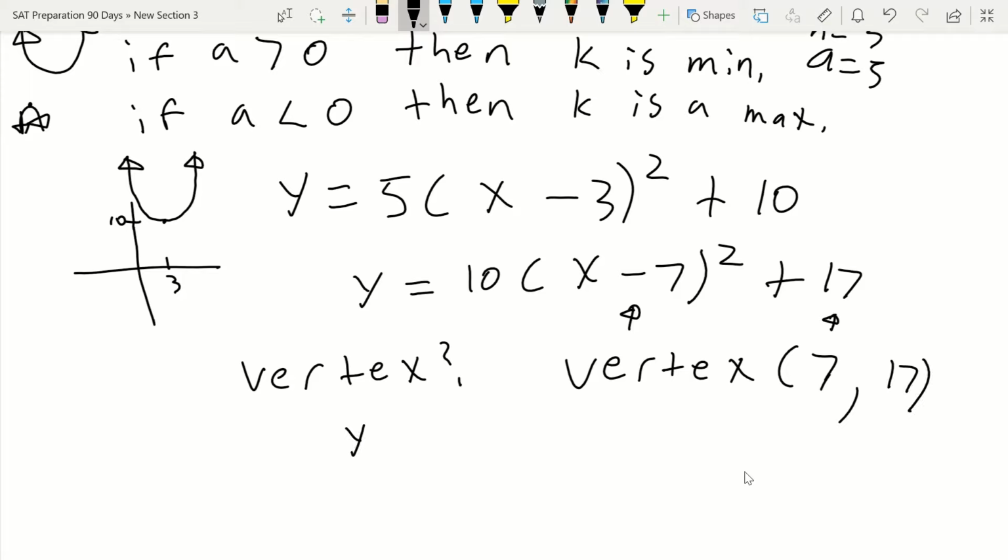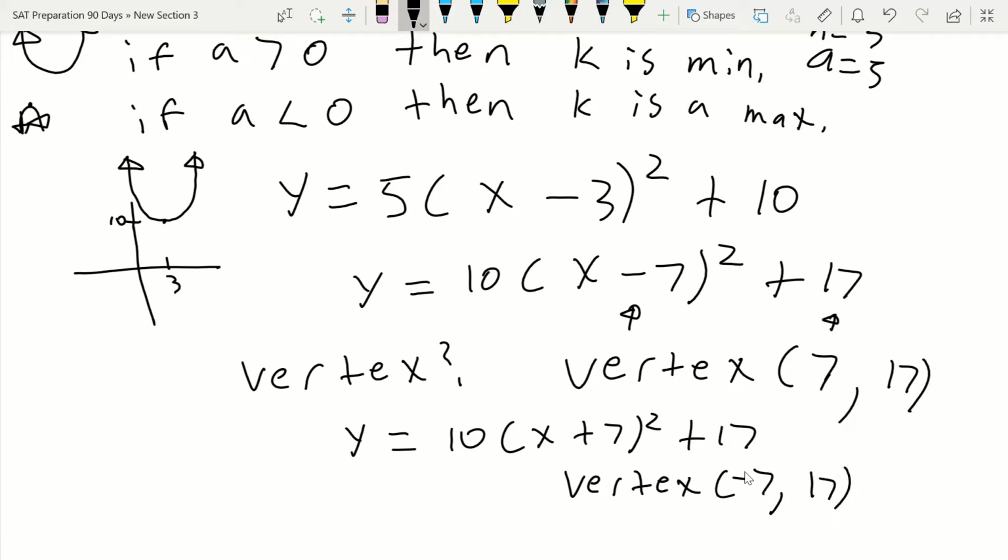Now what if our equation was y is equal to 10(x plus 7) squared plus 17? Now in that case, our vertex is going to have a negative x coordinate because it's x minus h. So if it's x plus 7, we must be subtracting a negative 7. So that would be (negative 7, 17) for our vertex.